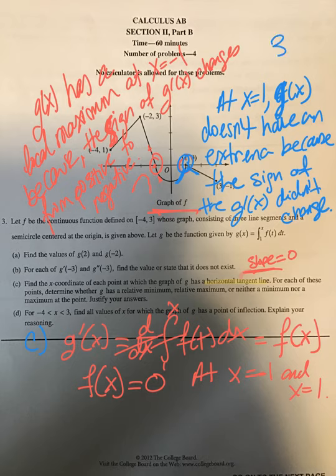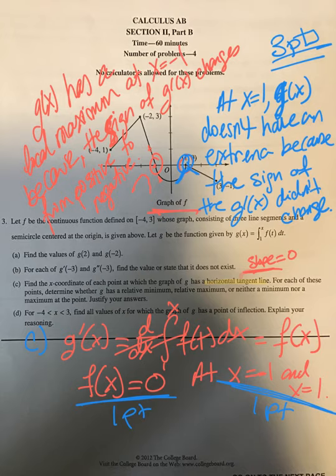This was 3 points out of the 9 right there. 1 point for figuring out that the derivative equals 0, right here. 1 point for figuring out that it happened at -1 and 1. And 1 point for your justification. Got it?